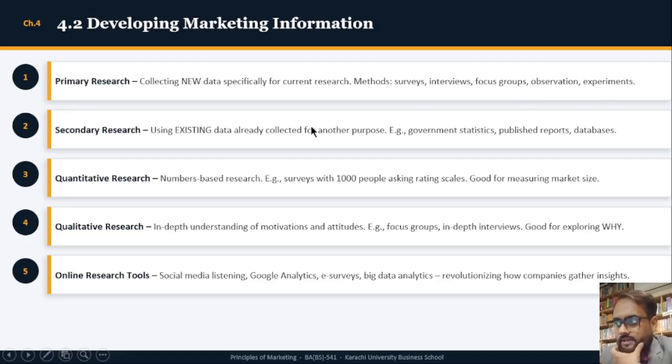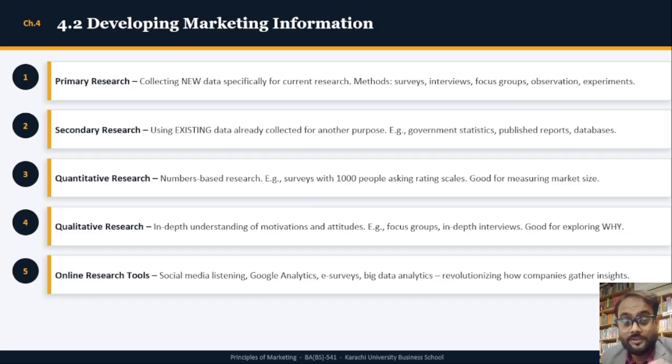Secondary research means you are working on existing data, data already collected for another purpose, from government statistics, published reports, and databases. Third is quantitative research, which means number-based research. For example, you are doing a survey of 1,000 people asking them to give ratings, which is good for measuring market size. Next we have qualitative research, which talks about motivations, attitudes, and feelings.